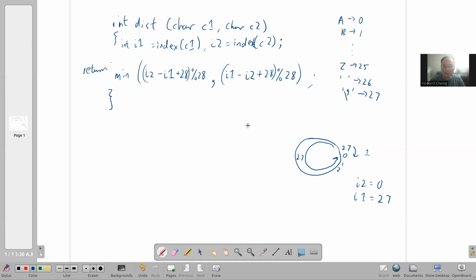Okay. Is there anything else to say? I guess another way to say it is, you don't have to do it this way. You can compute one way, whatever way it is, and then the other way is 28 minus that. So whatever this answer gives, 28 minus the other one is the other way. But this is equivalent.